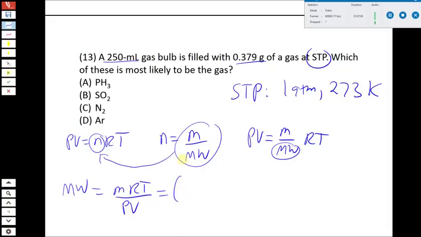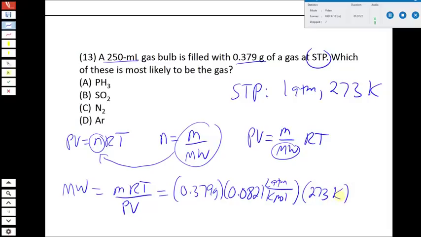And then what we end up with is the mass of the gas is 0.379. That's how much we have in the container. R is the universal gas constant, 0.0821 liter atmospheres per kelvin mole. And then the temperature here is 273 Kelvin. And pressure times volume on the bottom. So it's standard temperature and pressure, so our pressure is 1 atmosphere. And the volume is 250 milliliters. That needs to be in liters because we're using the gas constant, which is in liter atmospheres. So we're going to convert 250 milliliters to 0.250 liters.